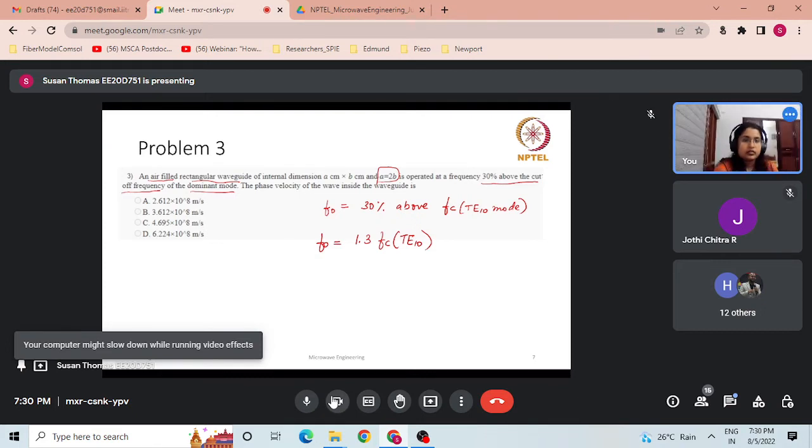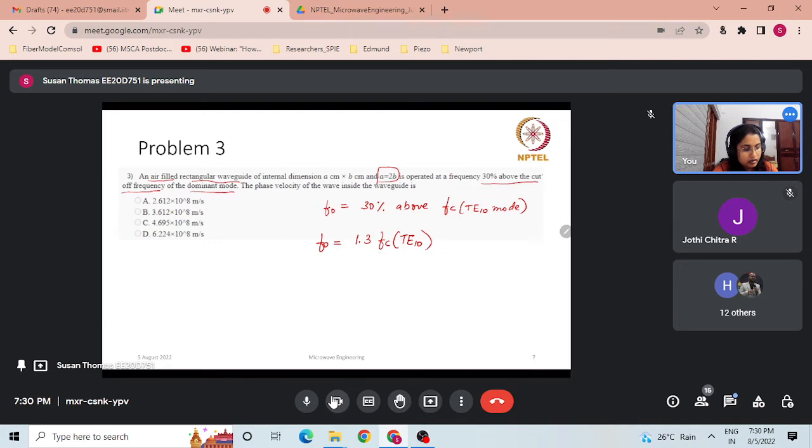I hope this is clear to you, and let me try to clarify a little more. How do we write fc of the TE10 mode? As we have already seen, it can be written as c by 2a, and this is going to be the operating frequency. The question is on the phase velocity, Vp, which can be written as c by the square root of 1 minus (fc by f) the whole square, where c is 3 into 10 power 8 meters per second.